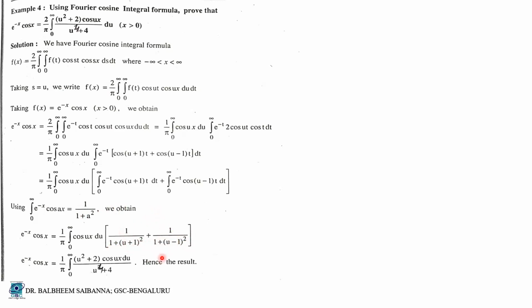Then after simplifying, the numerator is u square plus 2. After the simplification, this numerator, u square plus 2, with cos ux dv as it is, and the denominator is the multiplication. Then after simplifying these two, we'll get u to the power of 4 plus 4. Hence, we have proved the given integral in this form. The same result we got, this one.